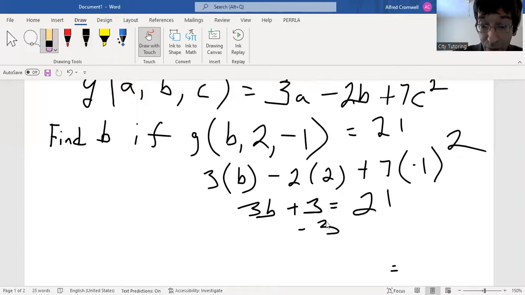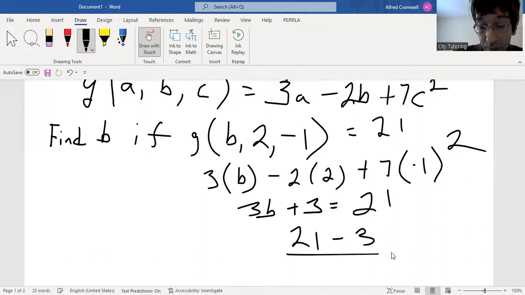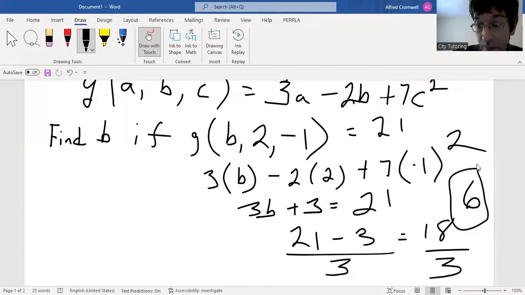Just for the sake of room, I'm going to do a shortcut to show the work. You got 21, so you subtract 3 and divide by 3. This gives you 18 over 3, which is 6. Big difference.